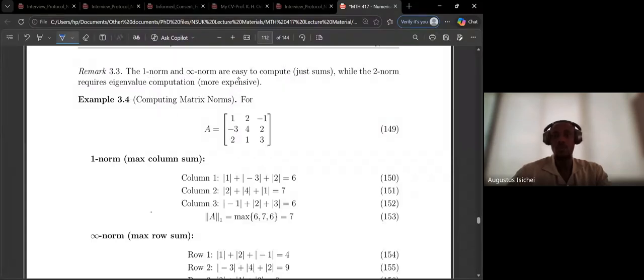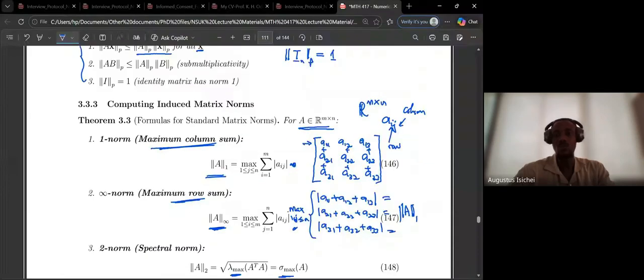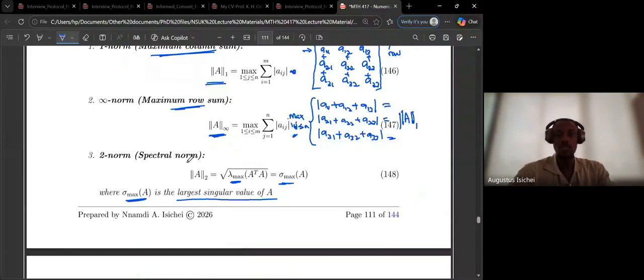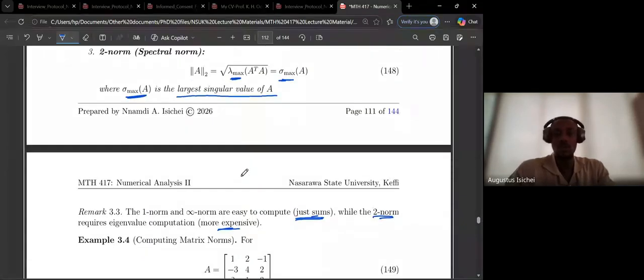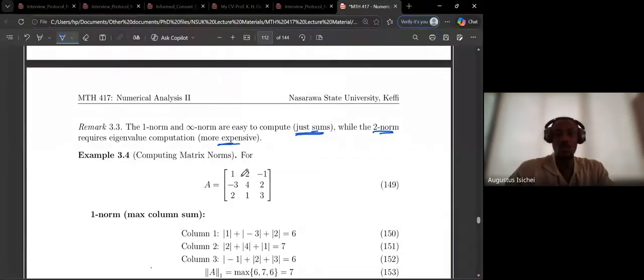Before the example, can you note down, write this down? The one norm and infinite norm are easy to compute. They are just sums. While the two norm requires some eigenvalue computation, which is more expensive. So the one norm and infinity norm are easy, just get the maximum column sum or the maximum row sum. But for the spectral norm, the lambda maximum here is the maximum eigenvalue, so you need to calculate some eigenvalue to get the two norm.